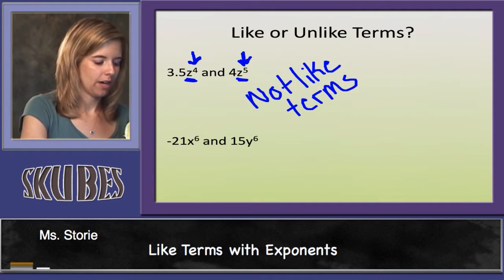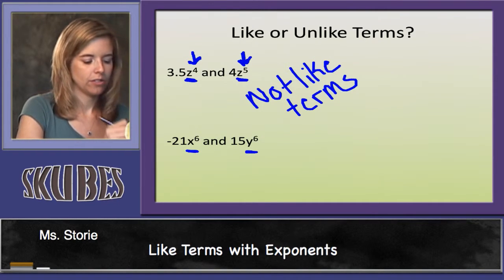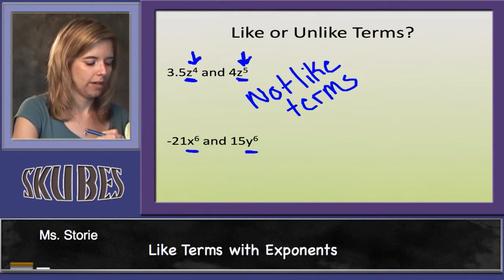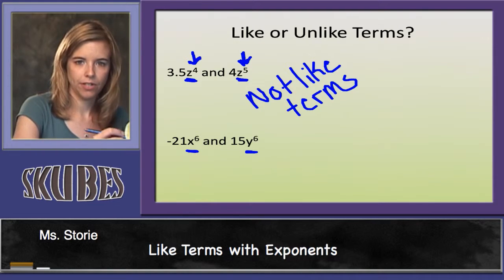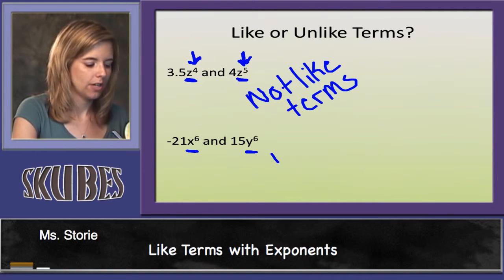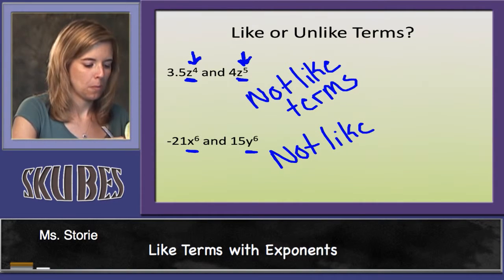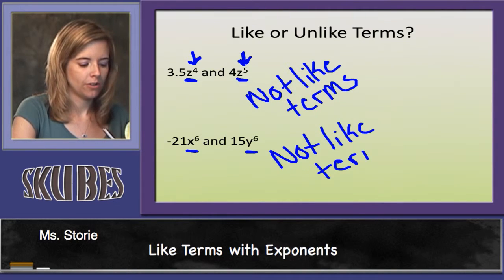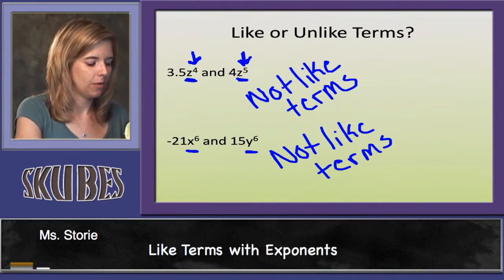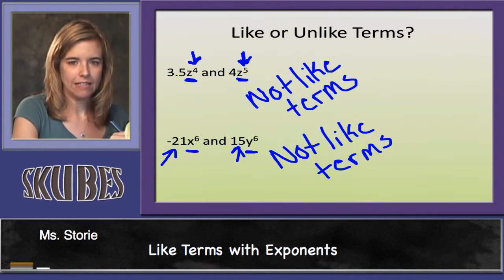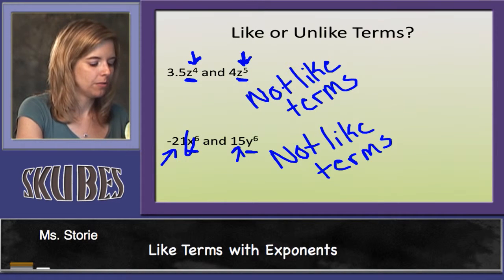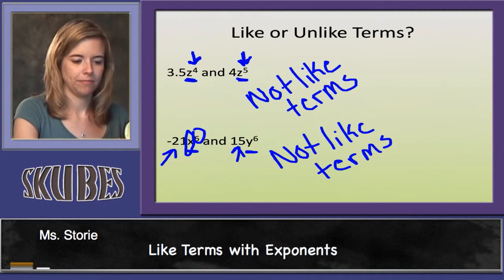Now take a look over here. Do the variables match? No, right there. You don't have to go any further. It doesn't matter what the exponents are telling you. If the variables don't match, these are not like terms. Notice on all these, I didn't care at all what was going on with the coefficients. It doesn't matter what they look like. It's all about your variable and your exponent.